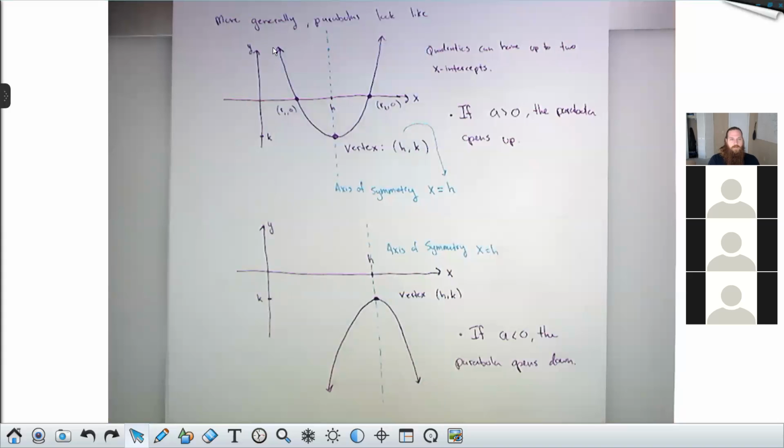This guy we would say is decreasing everywhere to the left of h, and then he turns around and is increasing everywhere to the right of h. Because over here we're going downhill, downhill, downhill, and then we turn around and go uphill, uphill, uphill. This fellow is increasing everywhere to the left of h and decreasing everywhere to the right of h.